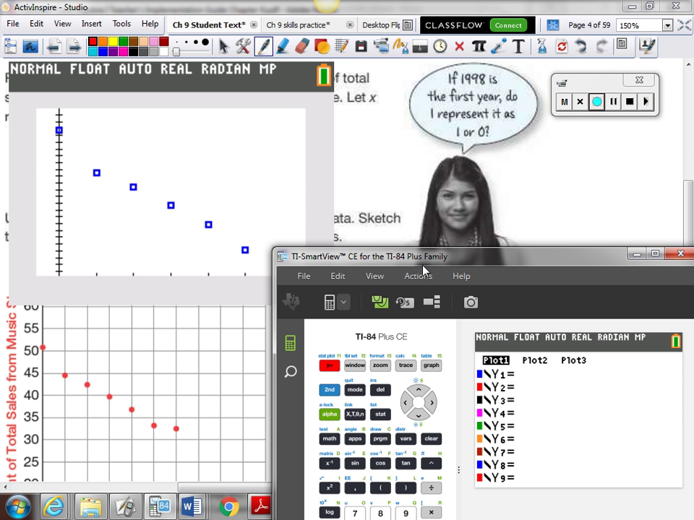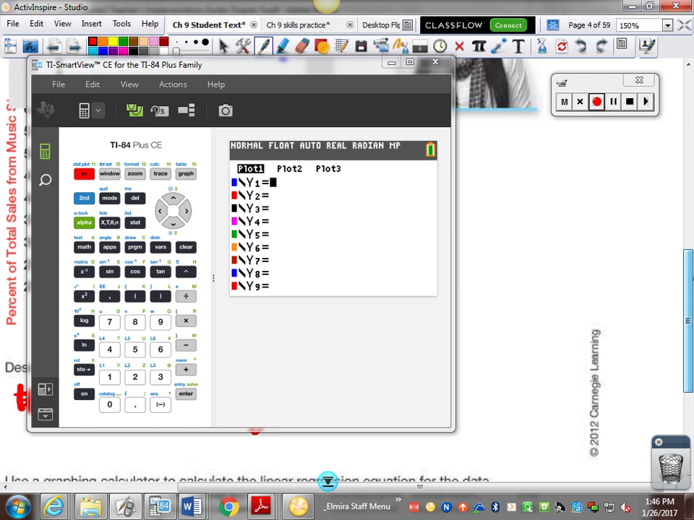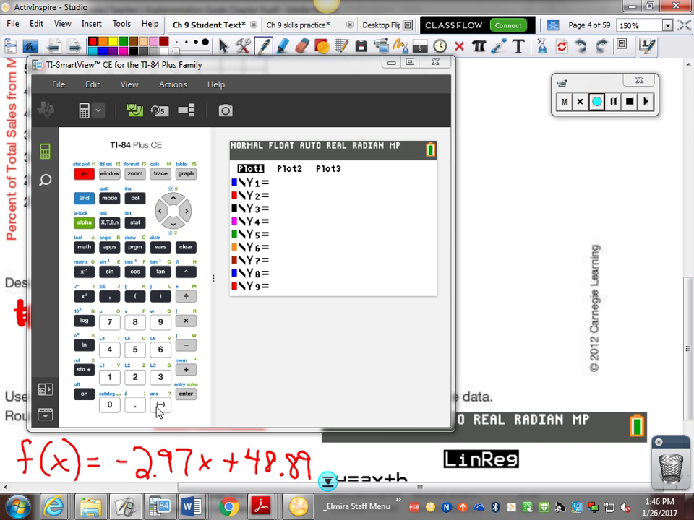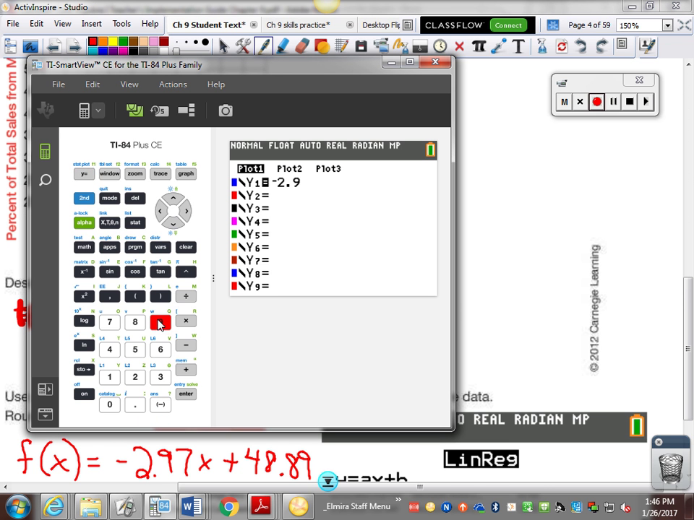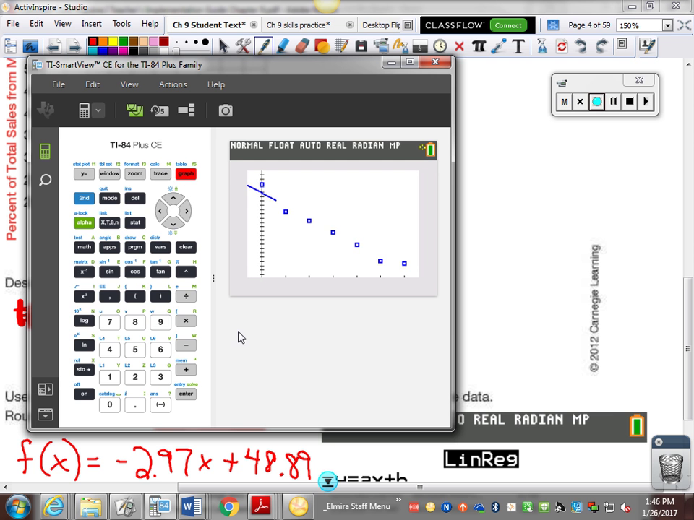Now, if I go into my y equals, and put in our equation, negative 2.97x plus 48.89, and hit graph, I can see the line of best fit going through the data. Okay, so that illustrates the difference between the equation, which is not the data, and the data points that are actually the data. And sometimes the equation and the data is right on. For example, this dot right here, right on. Sometimes they're kind of further off.